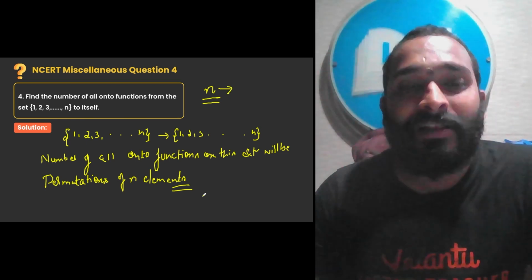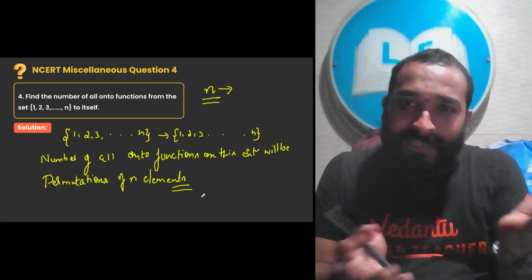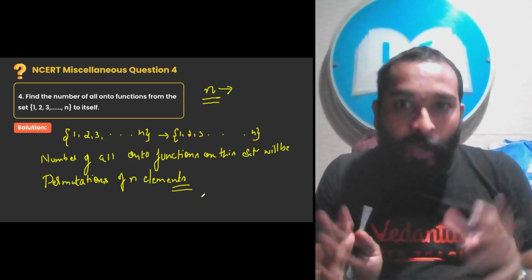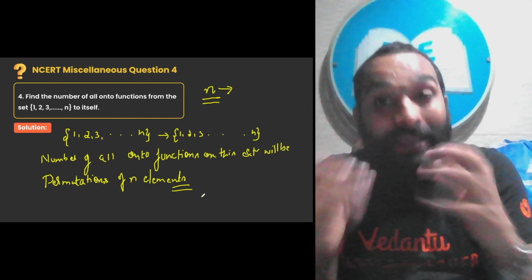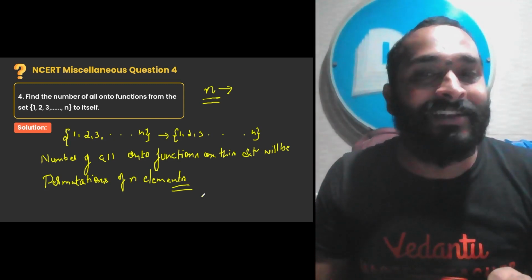Yes, children, because whenever you have to find the total number of onto functions for a set on itself, it will be the possible arrangements, correct? Possible arrangement is nothing but the possible permutations, which is nPn, which will be n. Easy and simple, children. You have easily solved question number 4 of your miscellaneous exercise.